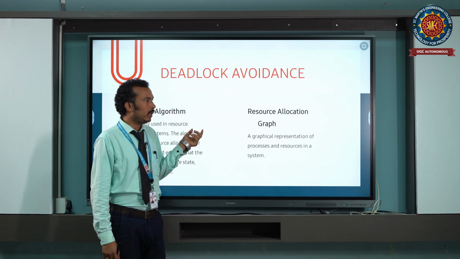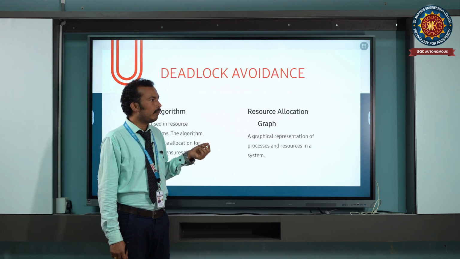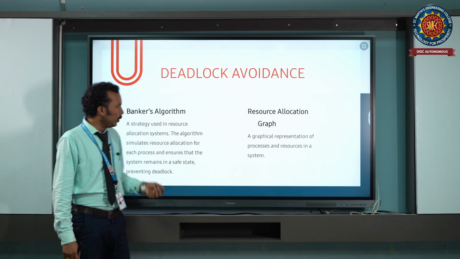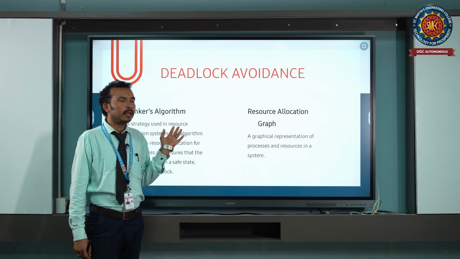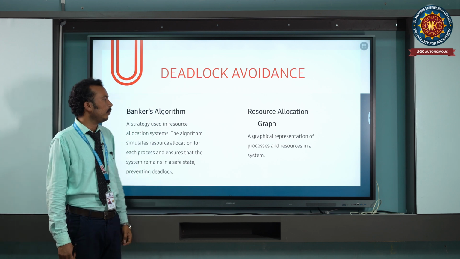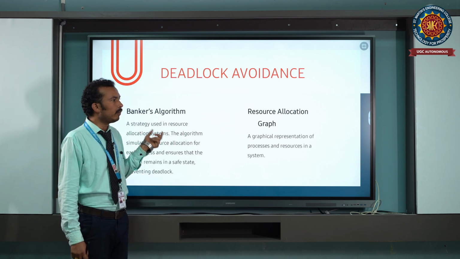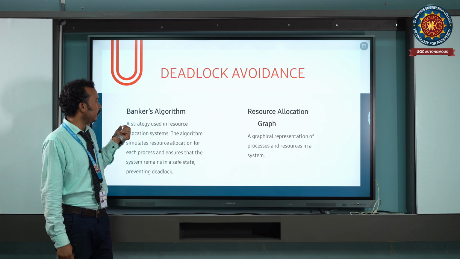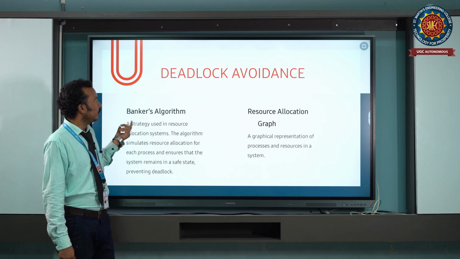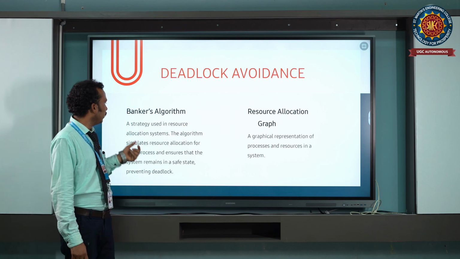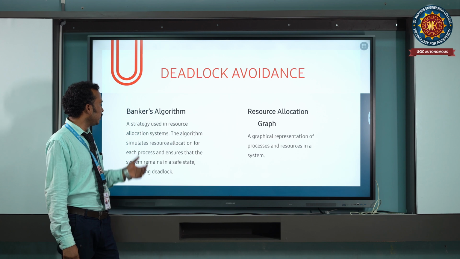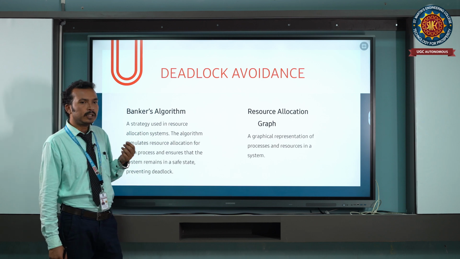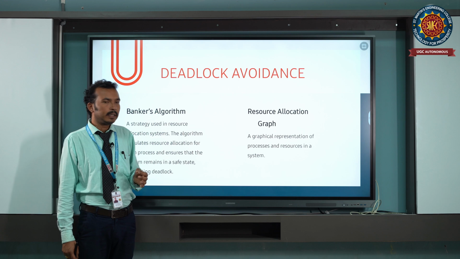Deadlock avoidance means we can avoid the occurrence of deadlock. We can use two algorithms: the first one is Banker's algorithm and the second one is the resource allocation graph. These two are used to avoid the occurrence of deadlock. Banker's algorithm is one of the most used algorithms to avoid the occurrence of deadlock. The strategy is used in resource allocation systems; this algorithm simulates the resource allocation for each process and ensures that the system remains in a safe state.